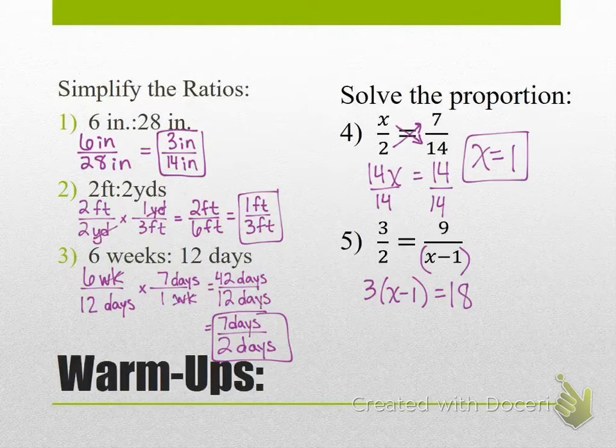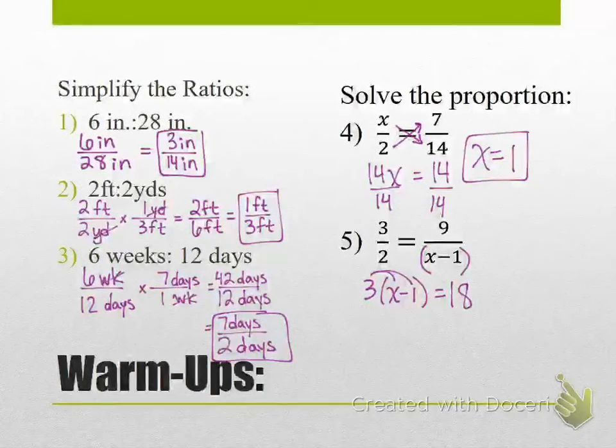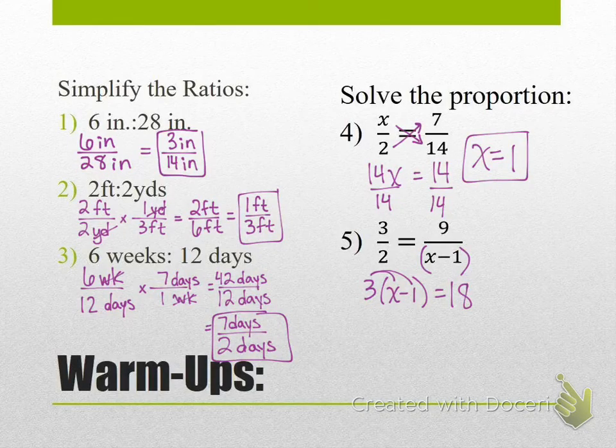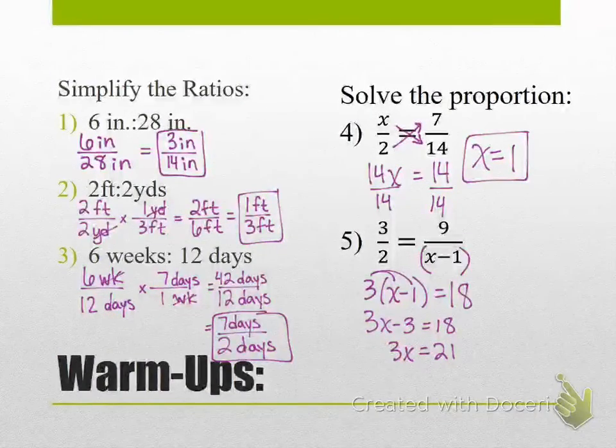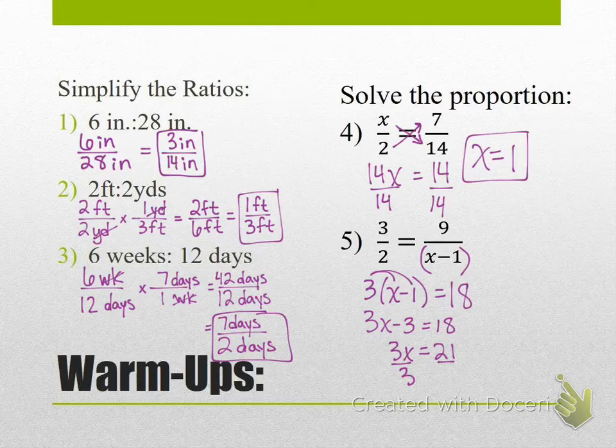We've got a couple steps to solve this one. We already said we need to distribute, so let's do that. What do I get when I distribute? 3x minus 3 equals 18. Add the 3. 3x equals 21. Last step. Divide by 3. X equals 7. Beautiful.